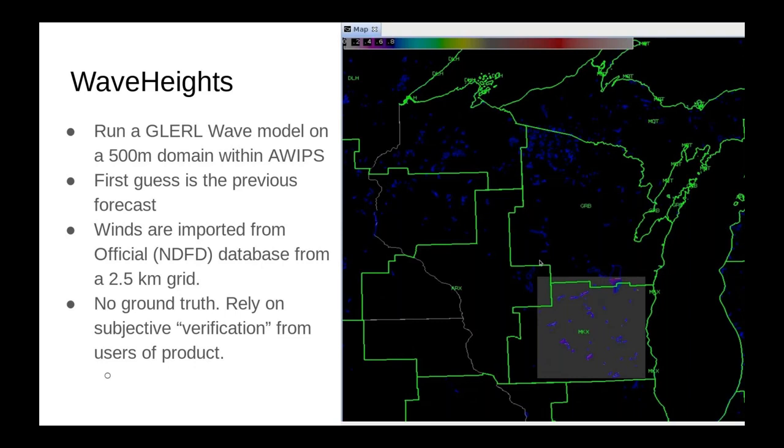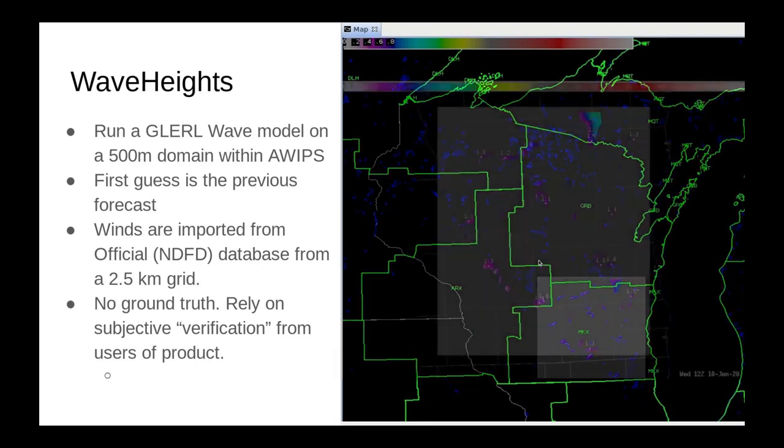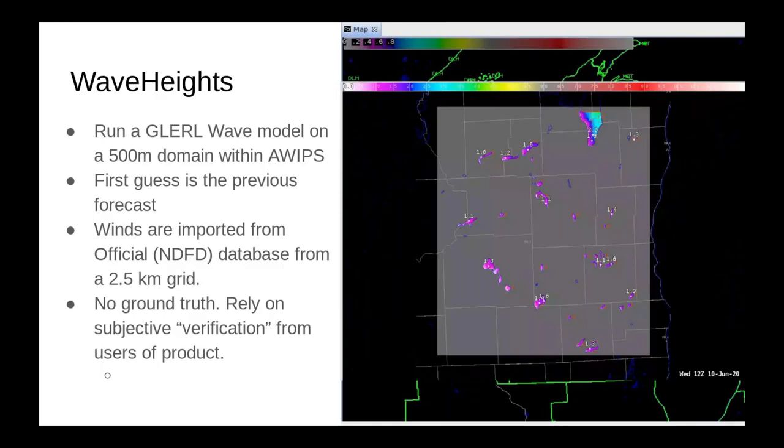And so one of the big problems here, and this is an image of the gridded product of the waves, is I don't have any ground truth. There's no buoys that actually have any wave heights. I've been trying to work with SSEC to see if they can have their buoy that's on Lake Mendota provide us wave heights. So hopefully at some point that might happen. But right now we're just relying on subjective verification.